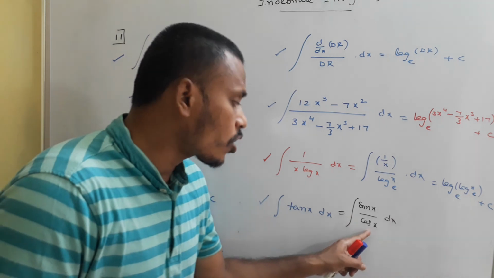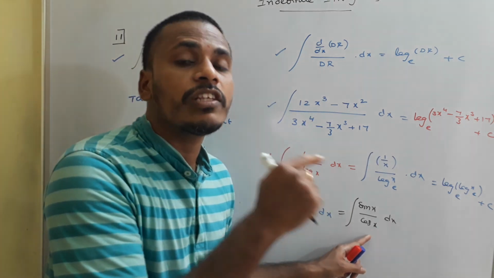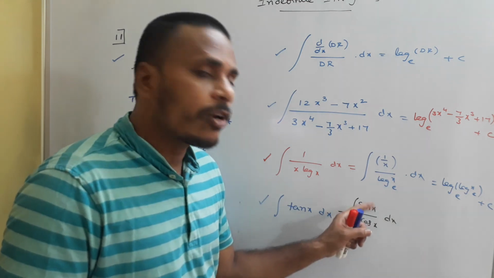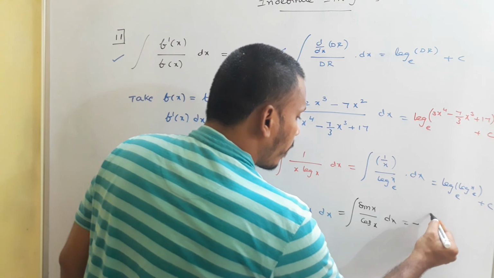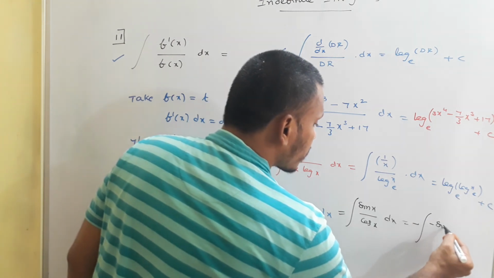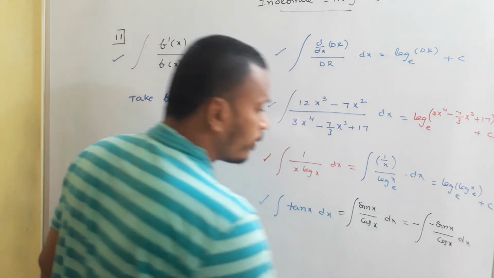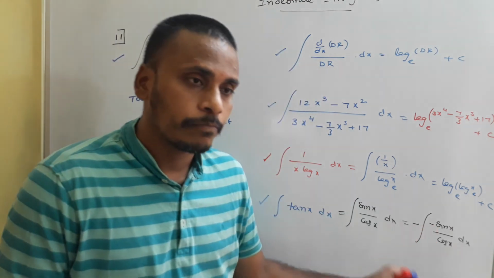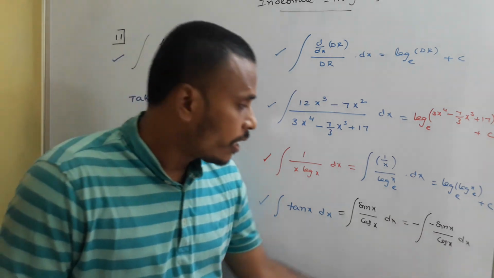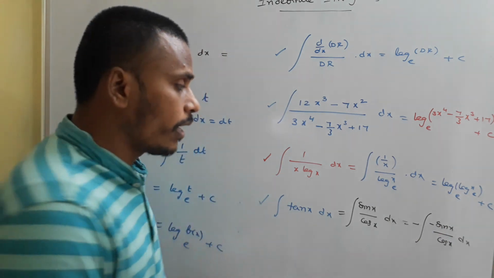See, the denominator is cos x and its derivative is minus sin x. So you try to maintain its derivative in the numerator, and so I will write it like this: minus integral of minus sin x divided by cos x dx. What I did is I just put a minus and a minus, attaching one minus here. Now the denominator is cos x and its derivative minus sin x is in the numerator.